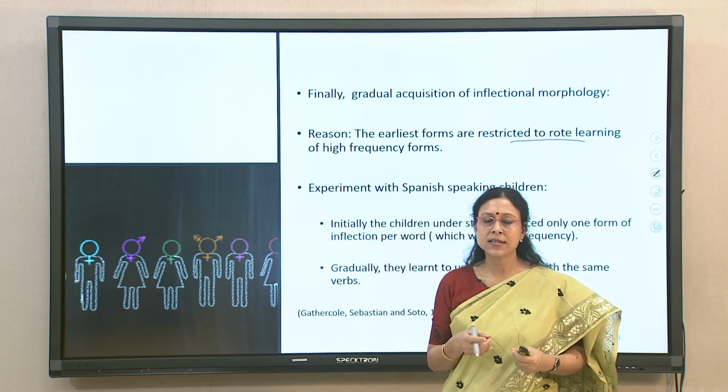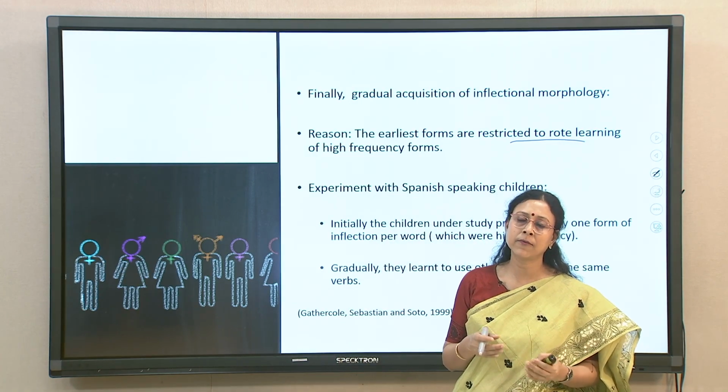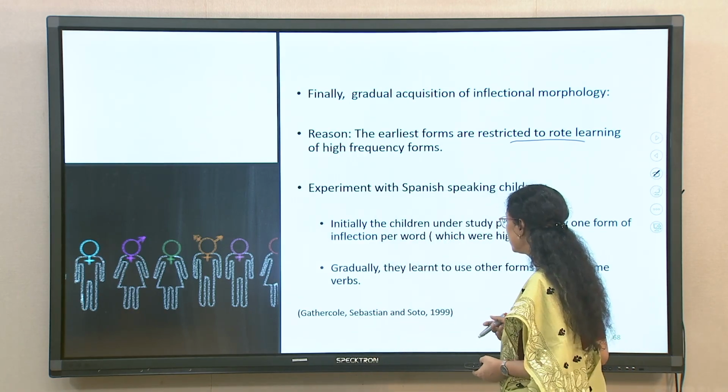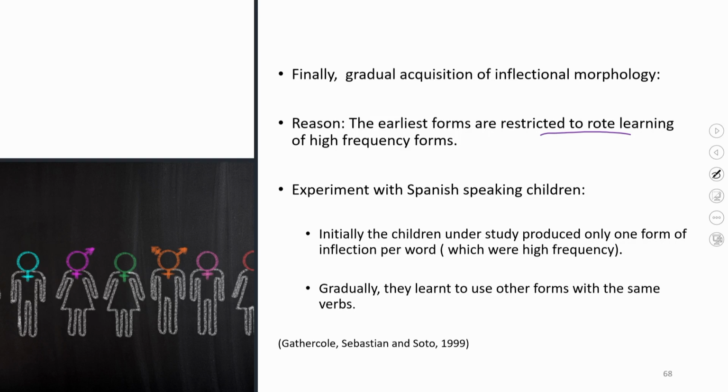Why is it that some morphological structures are acquired first and some later? There were many studies, but one of the well known ones is on Spanish speaking children. Initially, the children under study produced only one form of inflection per word, whichever was high frequency. Let us say walked was most frequent, but not walking. So, they kept producing walked in many cases even when it was not relevant.